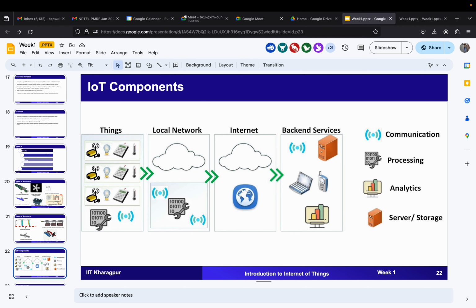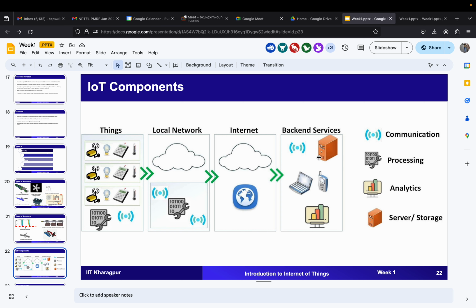Now, different components that are involved in an IoT system. First one is things. Things are different devices, so they can be your sensors, actuators or other devices. Then the local network, with the help of which these devices can interact with each other. Then the internet, with the help of which these devices can interact with the outside world.